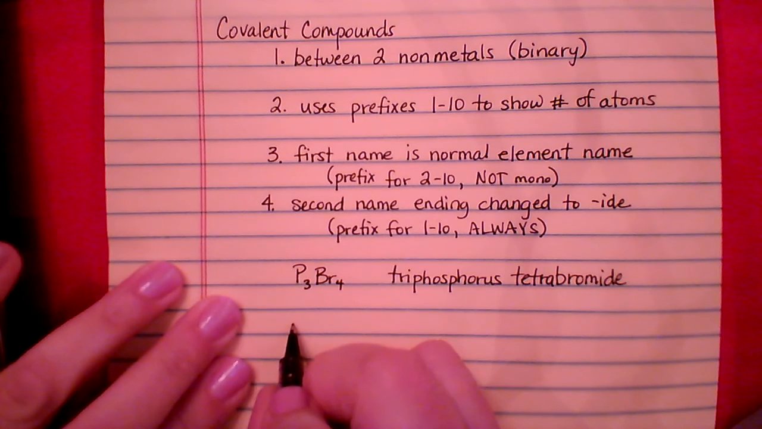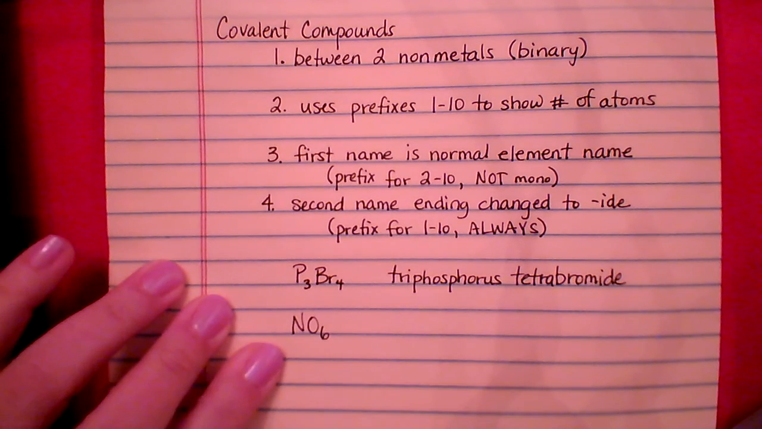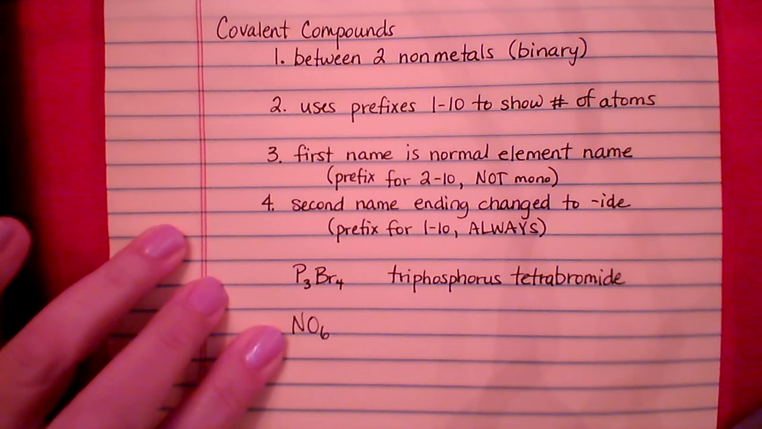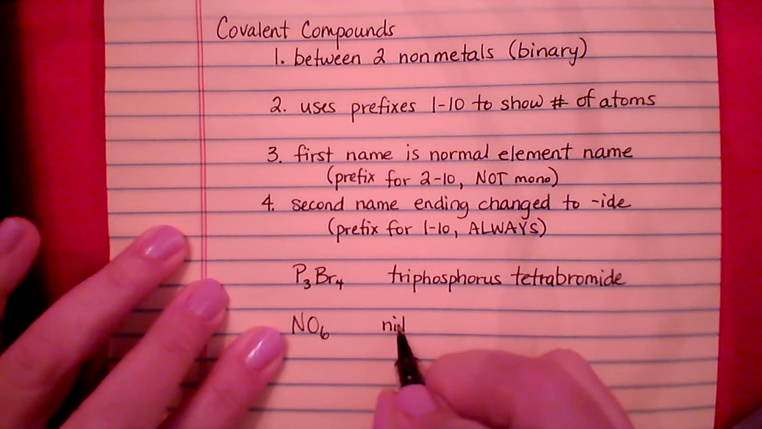If you had something like NO6, where there is not a subscript on the first element, then you would not list the prefix of mono, but you still name the first element the normal name. So this would just be nitrogen.